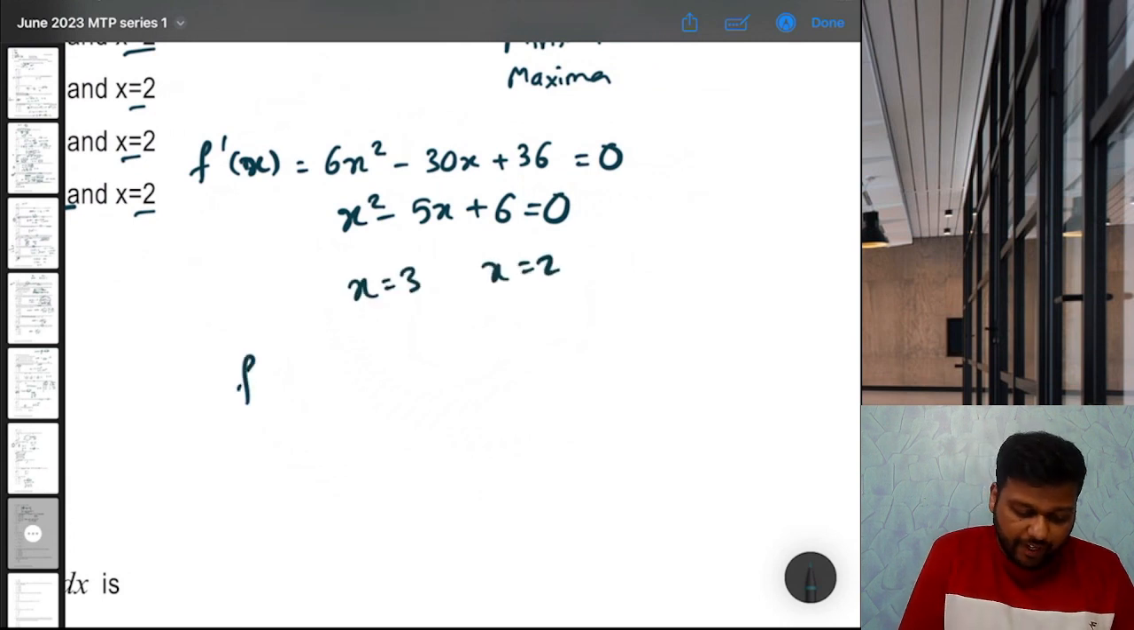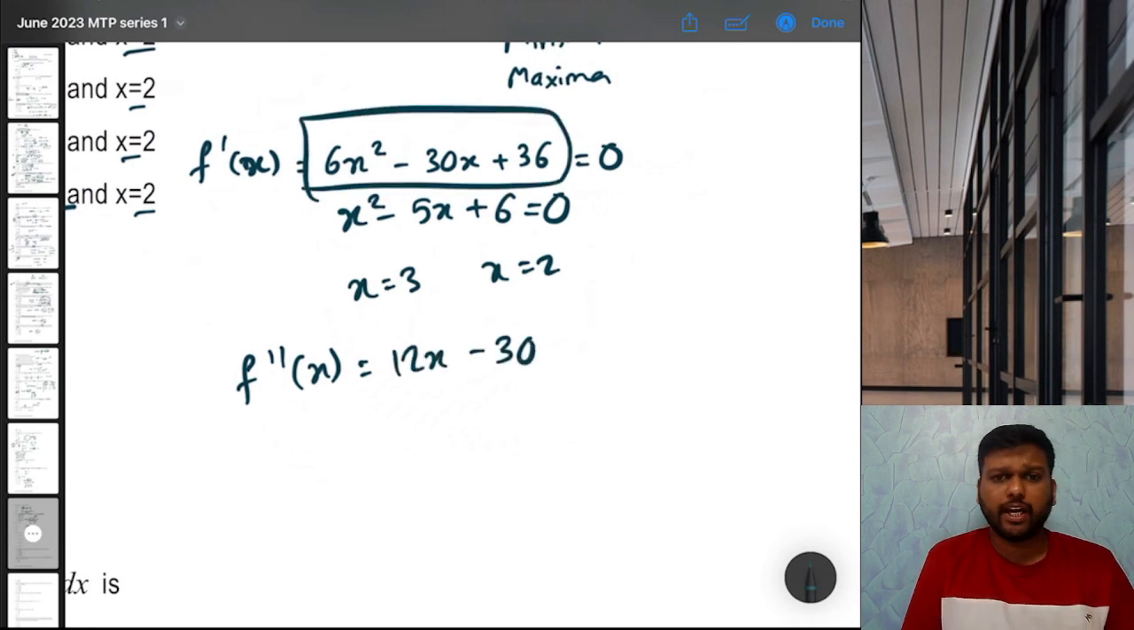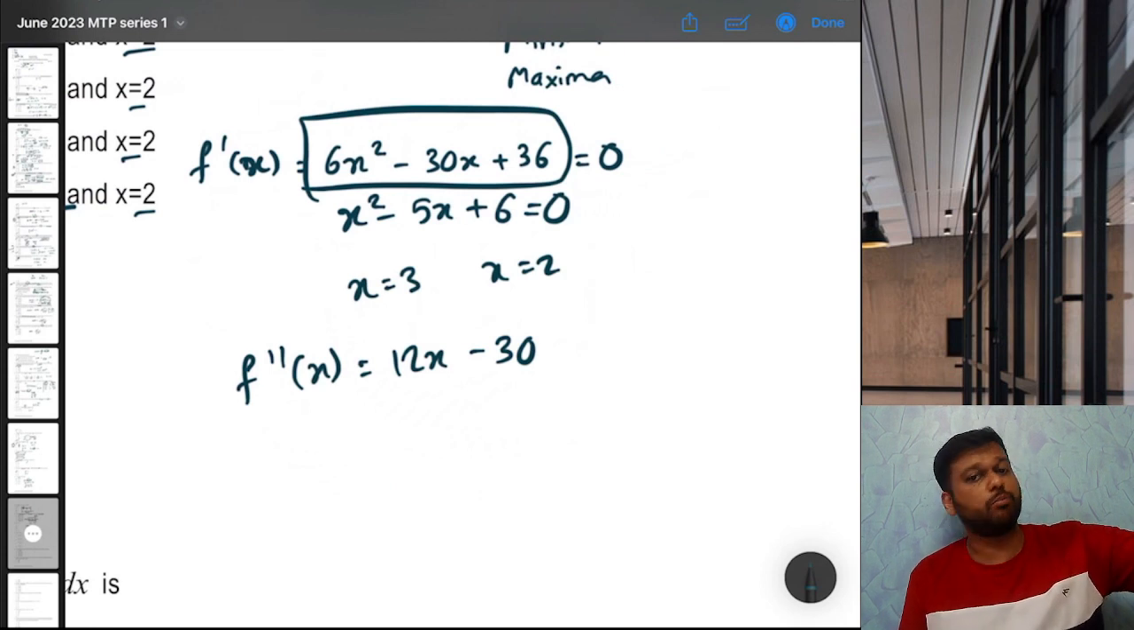Now we find the second derivative. What is the second derivative? The derivative of this, so that is 12x minus 30. I have explained this also in the regular batch which I have uploaded on the channel.